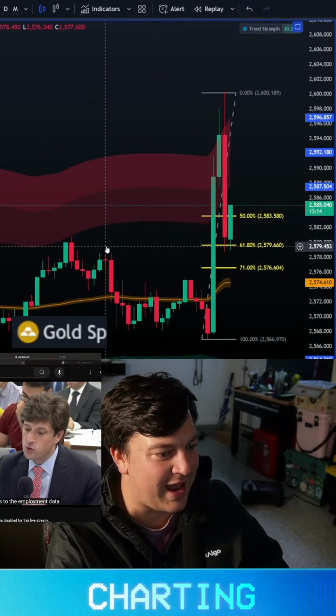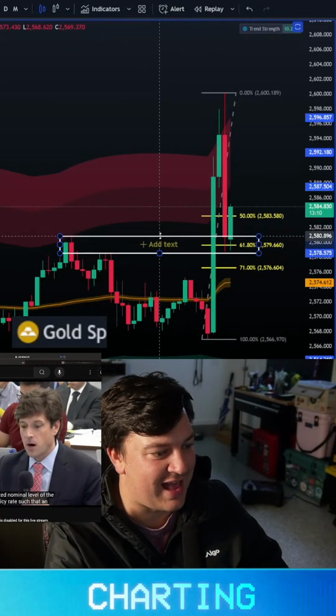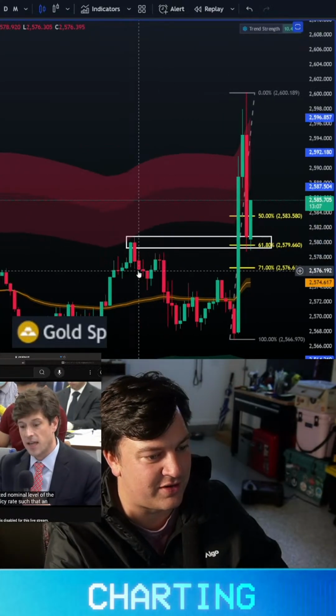You trade that 5-minute bounce, 15-minute bounce? That was right off the previous high. When things line up like that on a fib, they're perfect.